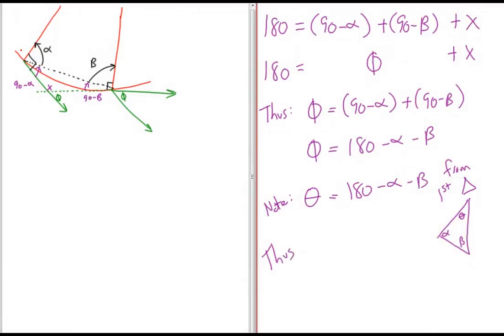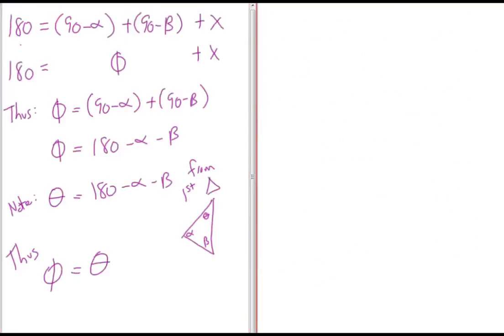So the conclusion that we can arrive at is that phi must equal theta, since you can look vertically here, they're both totally lined up. Phi is 180 minus alpha minus beta, and so is theta. So this angle right here, which is between the two velocity vectors, is the same as the angle that we had between the two radii. Just have that labeled as equals theta.